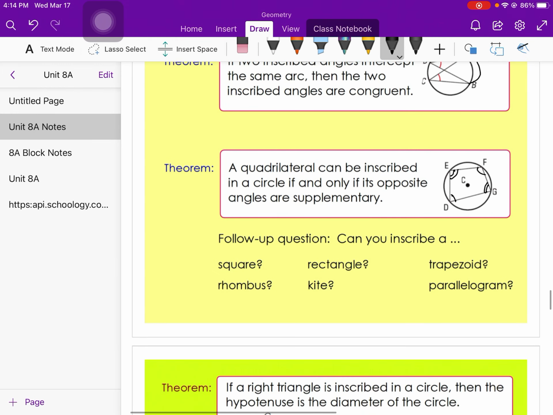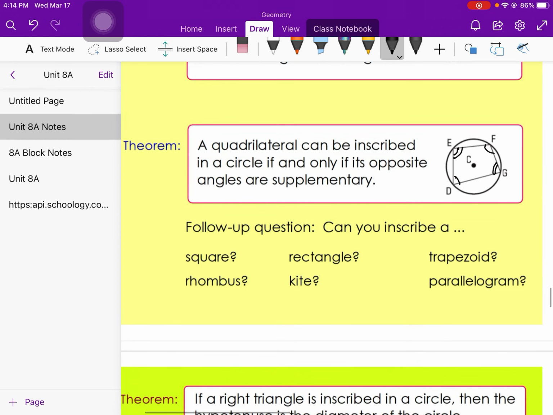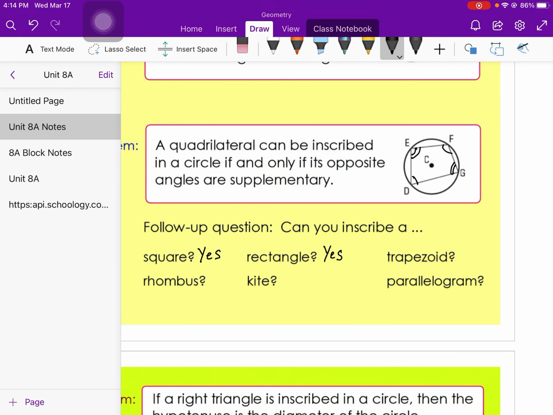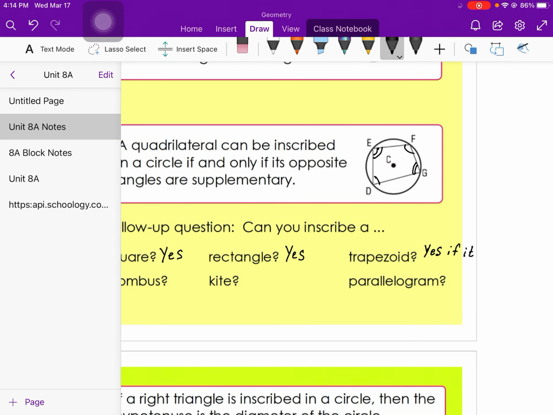So a follow-up to this would be, can you inscribe, and then we have all these different types of quadrilaterals. I'm just going to go ahead and, for the sake of time, tell you which ones work. So a square is a yes. Rectangle is a yes. Those are both yeses because they have right angles. So 90 plus 90 for the opposite angles would be supplementary. And then a trapezoid is a yes if it's that special trapezoid, if it is an isosceles trapezoid.